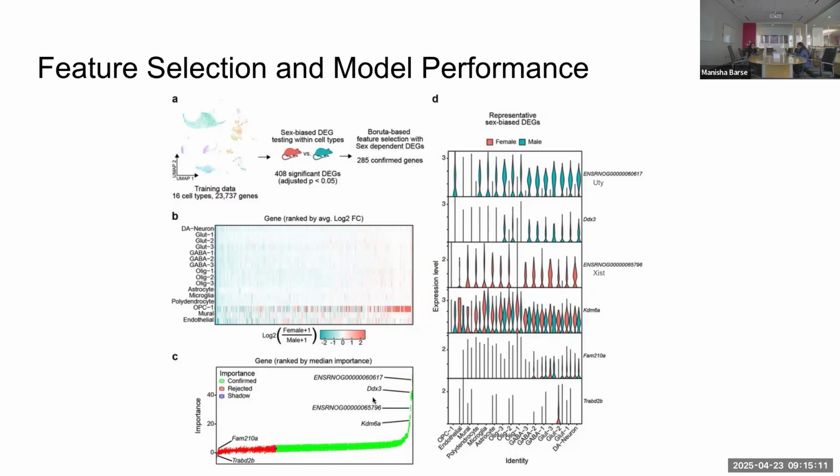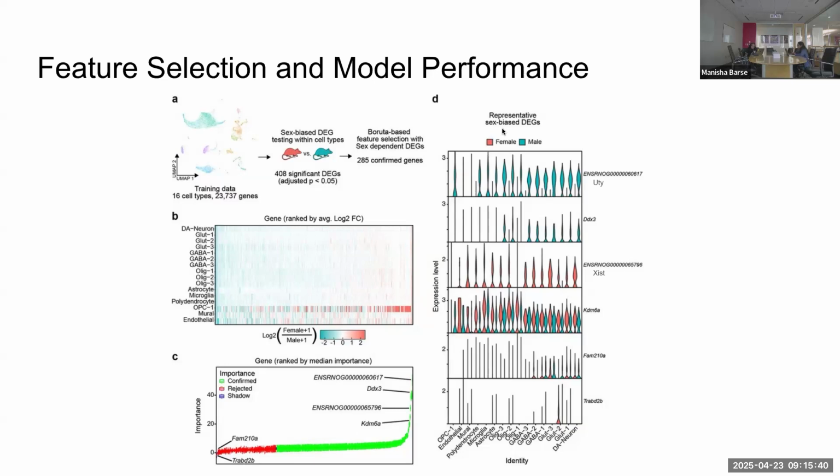Here there are 4 genes which are highlighted. These are genes based on chromosome X and chromosome Y. These are the highest ranked genes, and FAM210 and TRABD2B are the lowest ranked genes.